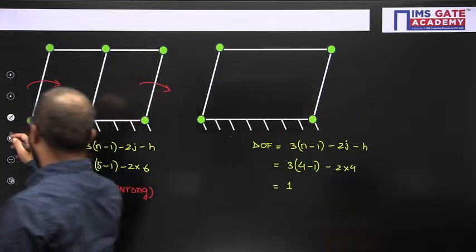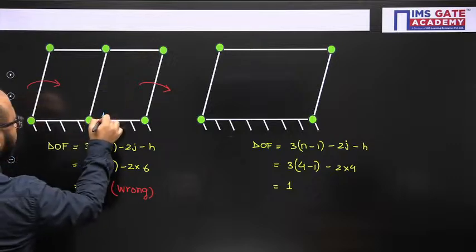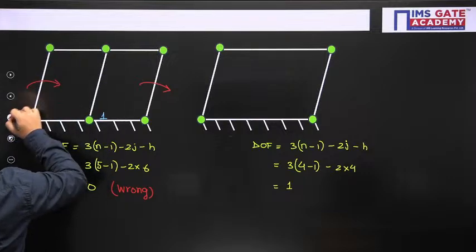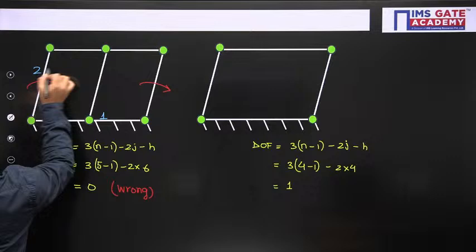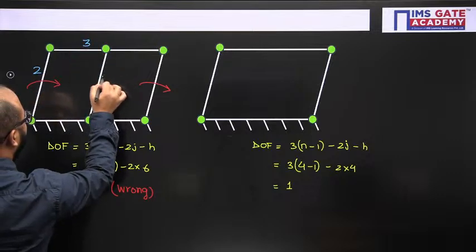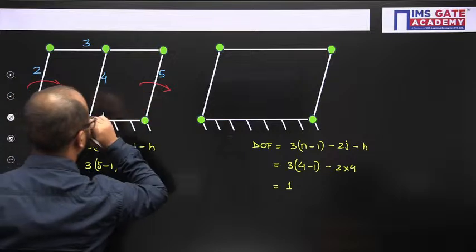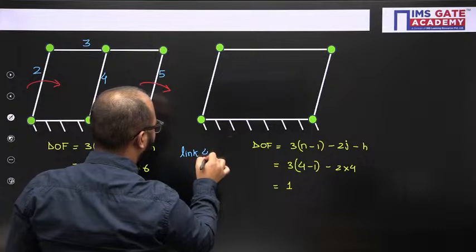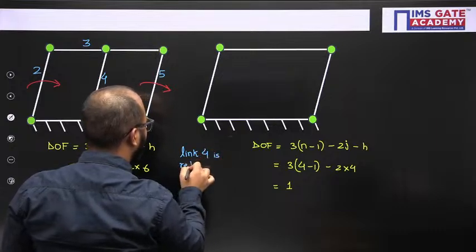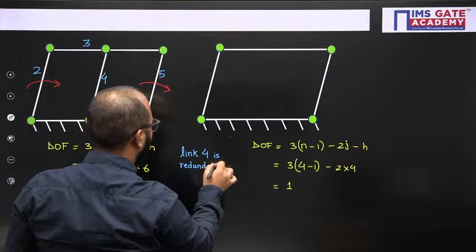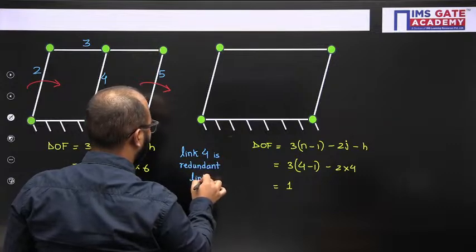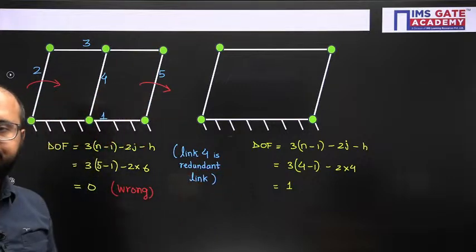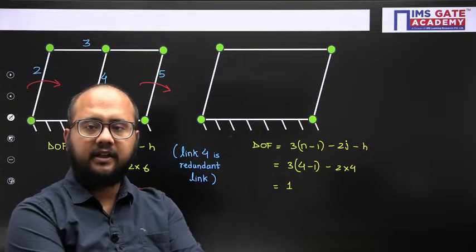So, let me put it here: link 1, link 2, and we will write here, link 4 is redundant link. Link 4 is redundant link. Is that clear, everyone? Fine?